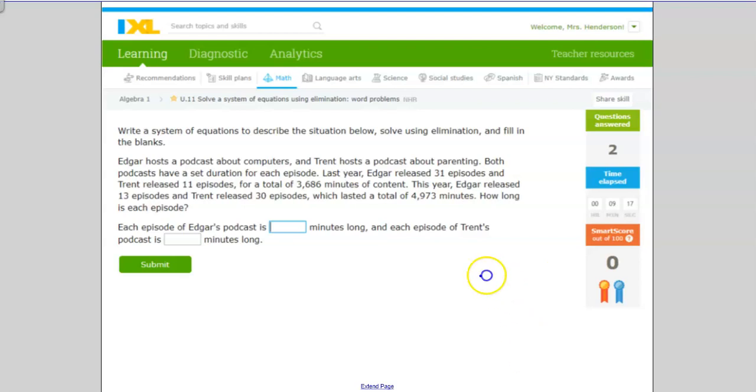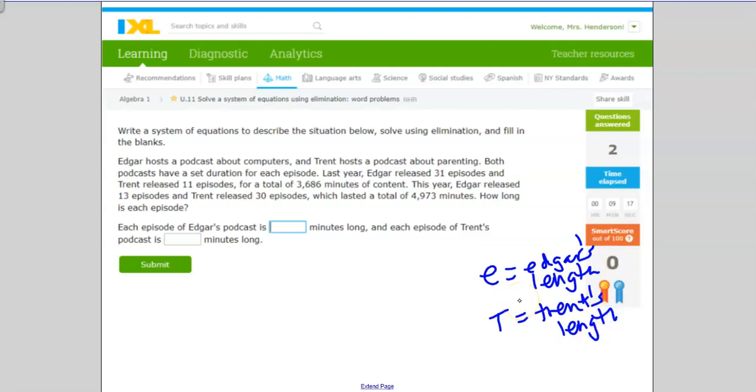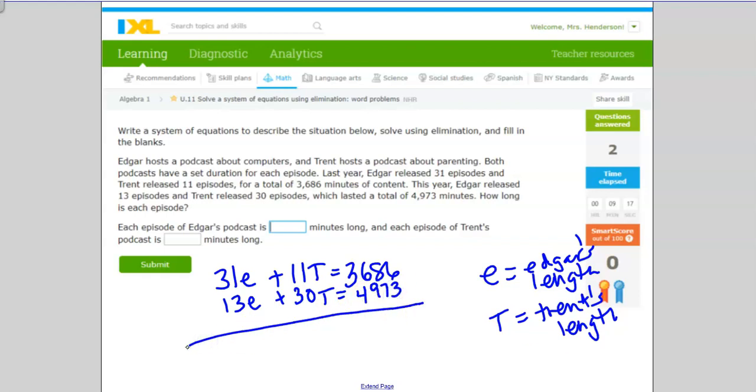So we have E for the length of Edgar's episodes, and then we have T for Trent's length of episode, and then we translate. So last year, there were 31 of Edgar's length episodes, and there were 11 of Trent's episodes, and that was 3,686 minutes. And then Edgar had 13 episodes the next year, and Trent had 30 episodes, and that was 4,973.